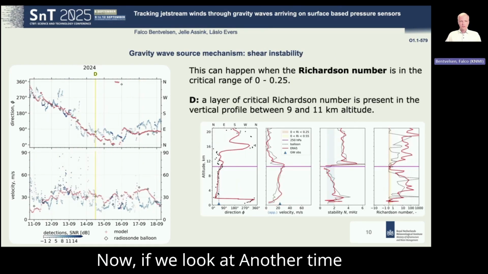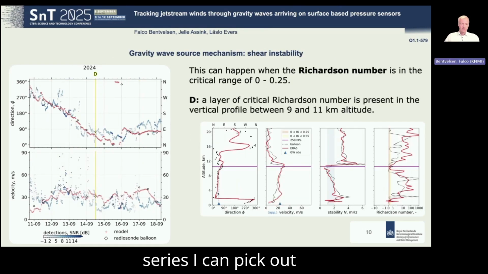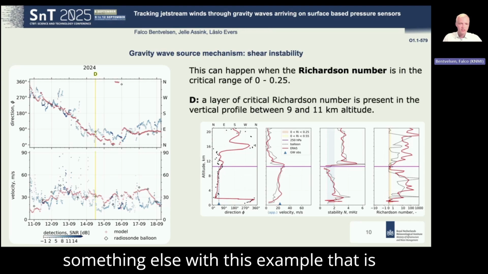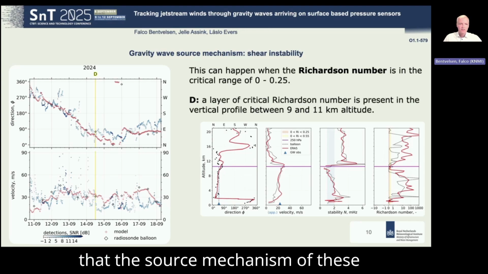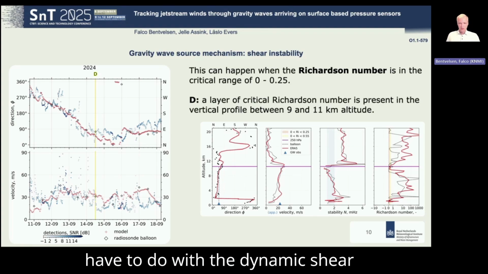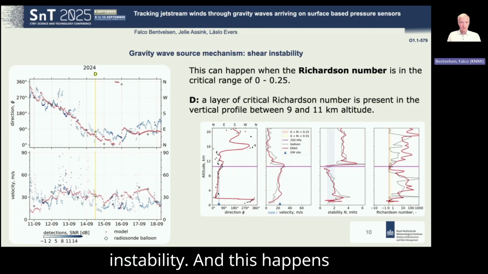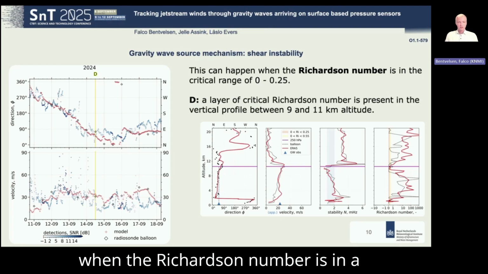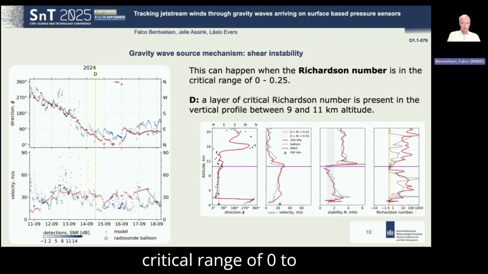Now, if we look at another time series, I can pick out something else with this example, that is that the source mechanism of these gravity waves we think might have to do with the dynamic shear instability. And this happens when the Richardson number is in a critical range of 0 to 0.25.